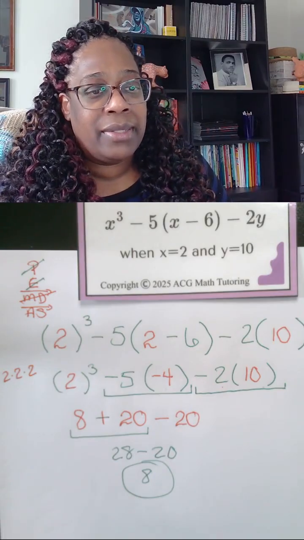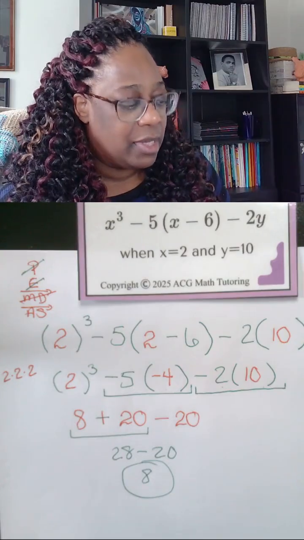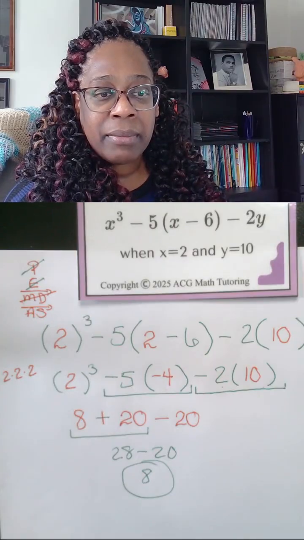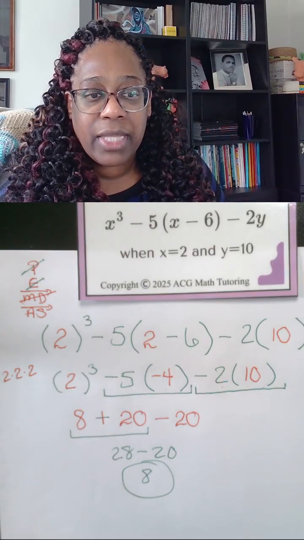Oh, okay. It said like 2 minus 6, yes. So 2 minus 6 will give you your negative 4. All right. Okay. How are we feeling?